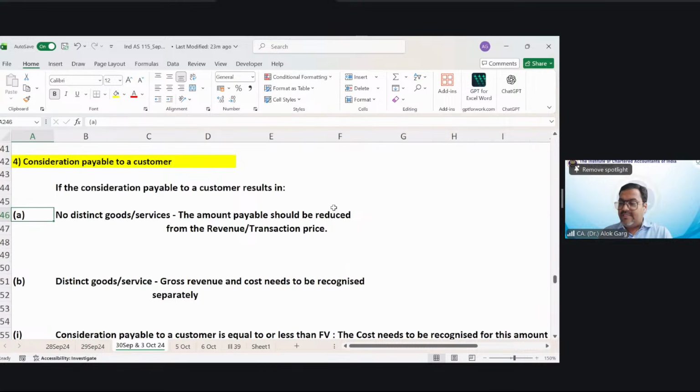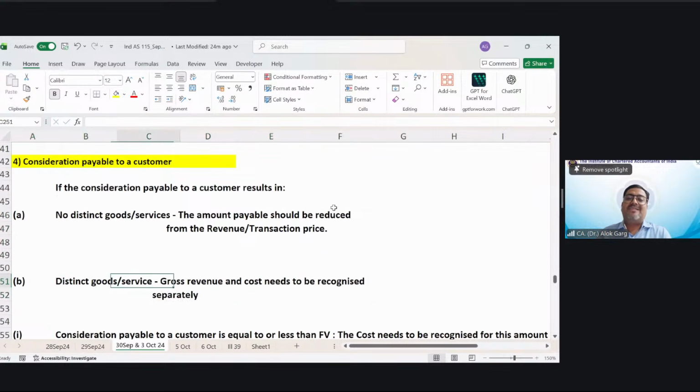So in this case, if there is no distinct goods and services, it is just like I'm giving a post facto discount to Rahul, my customer. So in that case, my transaction price is 10,000 rupees, minus I have to reduce this consideration payable to a customer, and my net transaction price will be 9,000 rupees. If there is no distinct goods and services, the amount payable should be reduced from the revenue or the transaction price. My net revenue is 9,000 rupees.